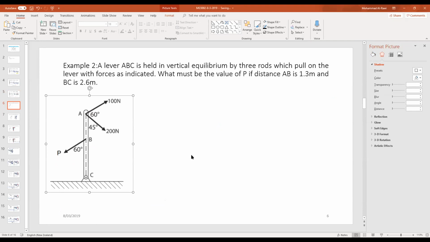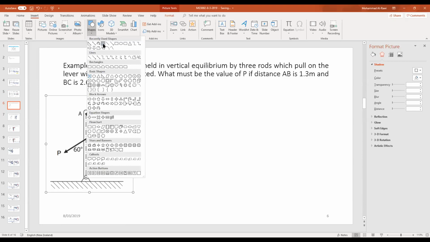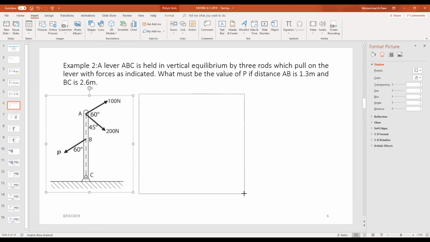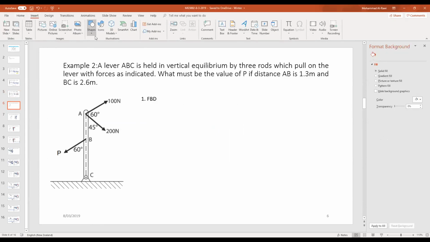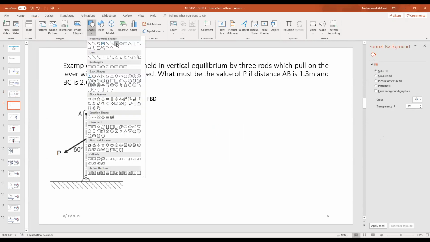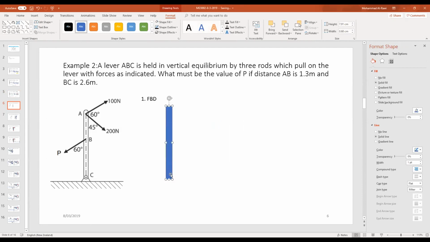Now, first question, what is step number 1? We should know the step very clearly, of course. So step 1 is the free body diagram. The free body diagram will be for the beam ABC, or the lever. So we sketch something similar to it. When you start working on your exam paper, you just get something the same length. You don't need to have circles at the end of it.